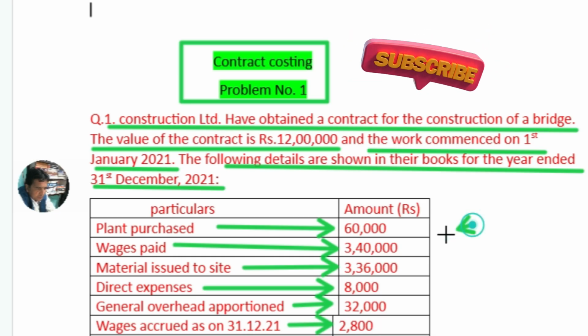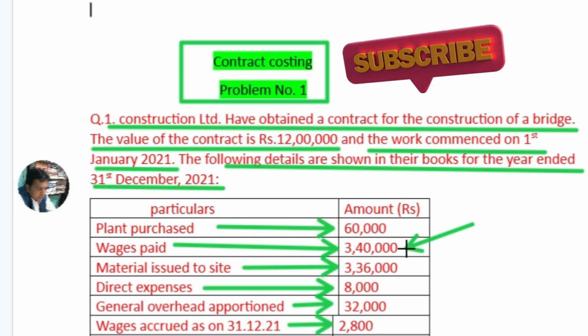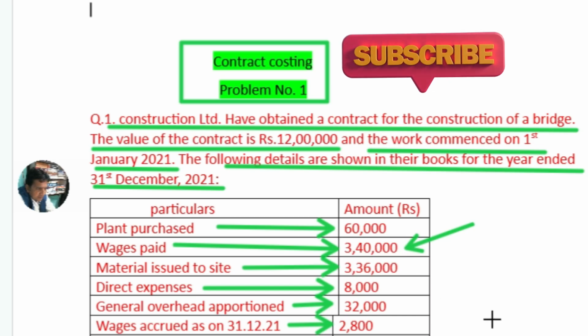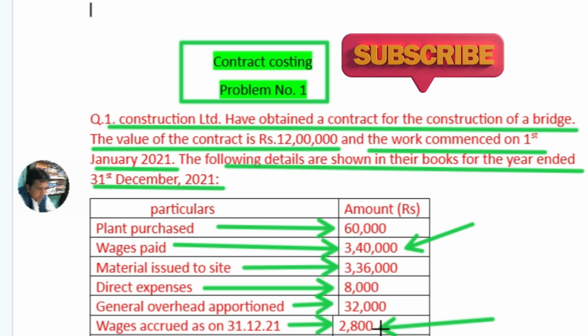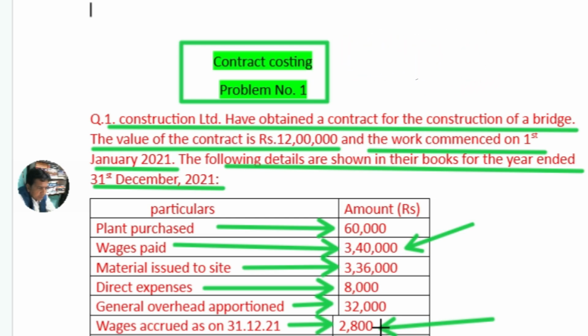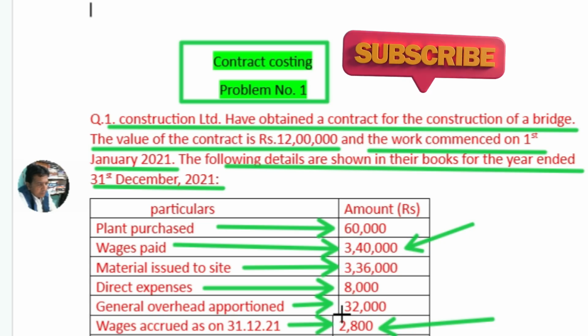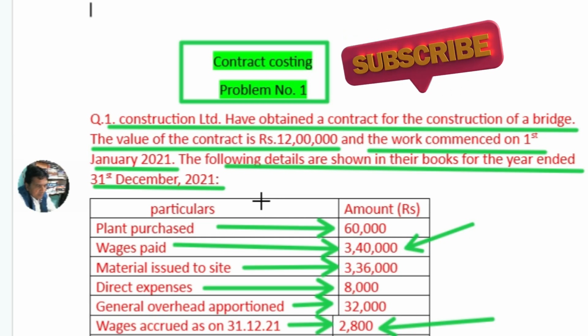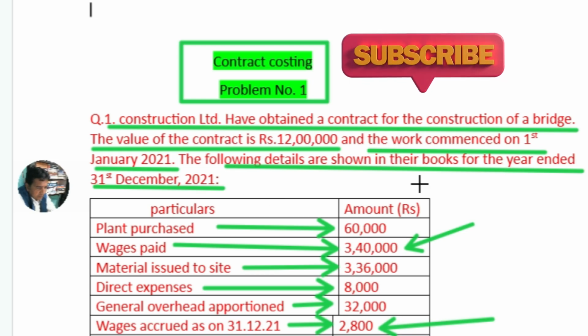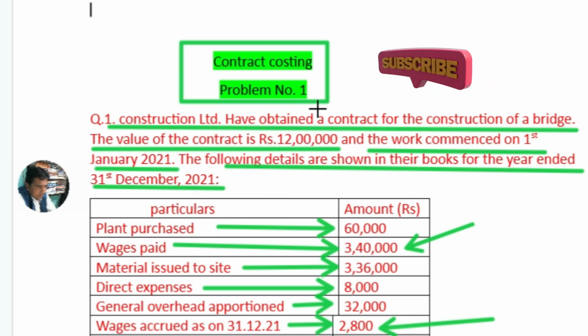So this wages amount 3,40,000 is already paid, and still 2,800 is outstanding, that is due. It is a payable amount. Okay, so then this amount plus this amount together will be shown as an expense for this contract of wages paid.